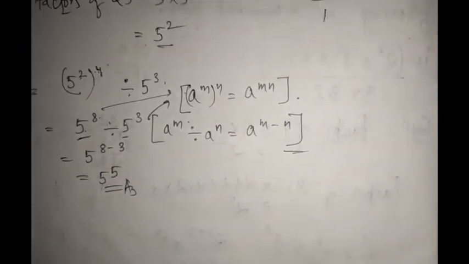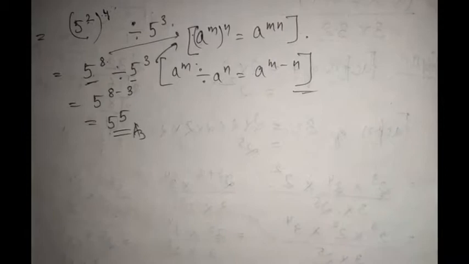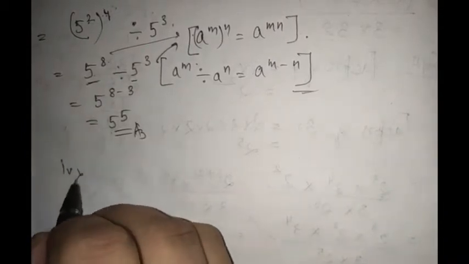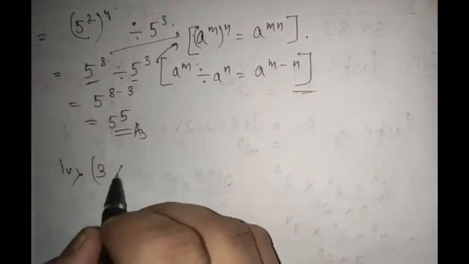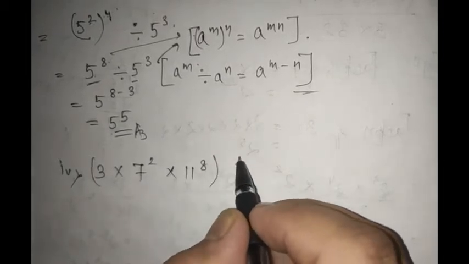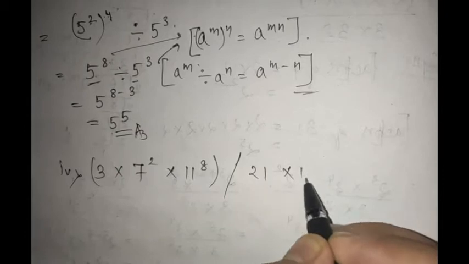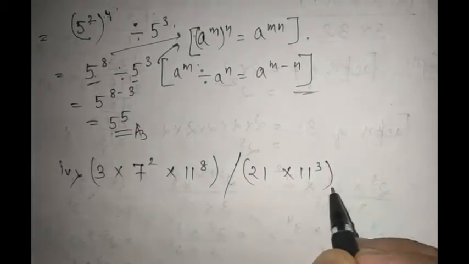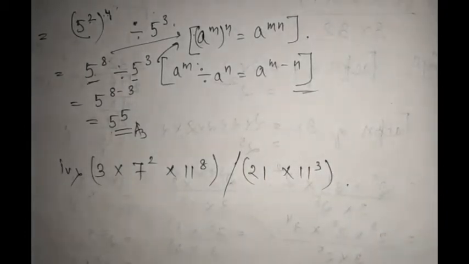So let us proceed to the next part of the question, that is number 4. 3 into 7 square into 11 to the power 8 divided by 21 into 11 cube. Alright, no issue. This is also the easiest one we have.